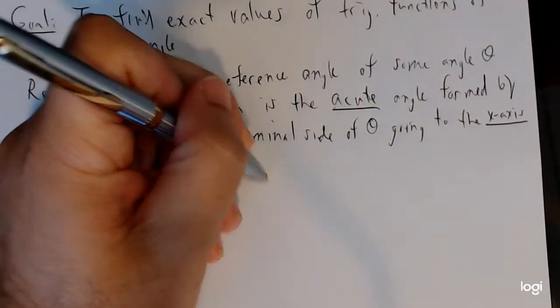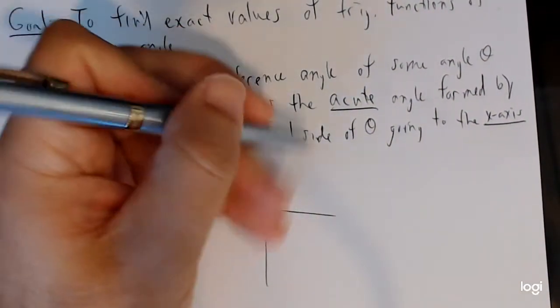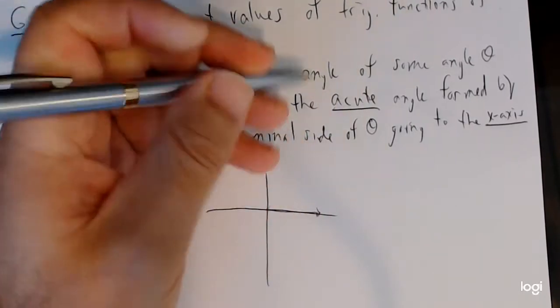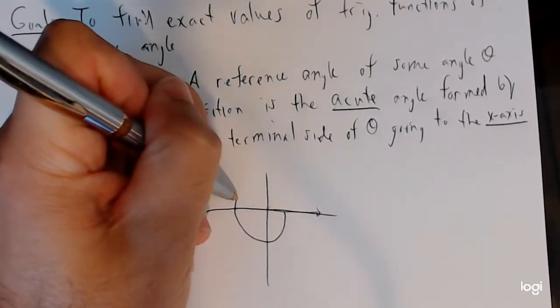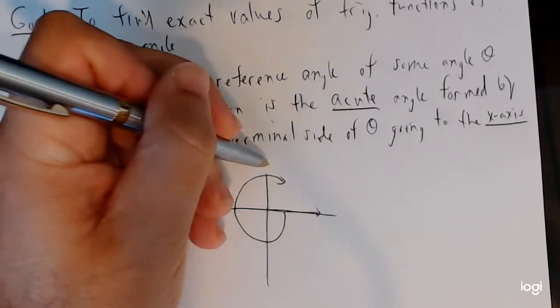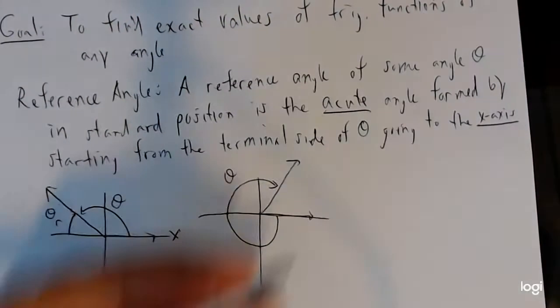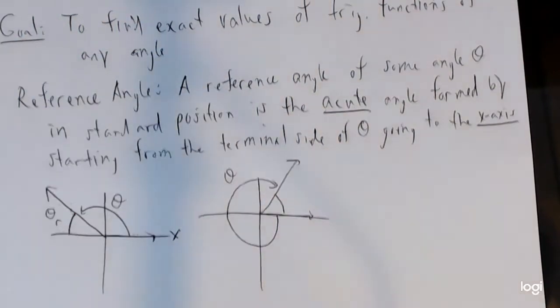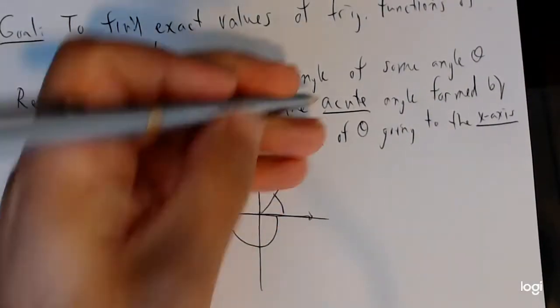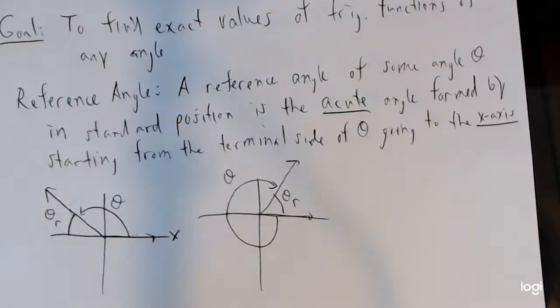So then another visual would be something like this. If I draw it and then my angle theta is negative and it takes me all the way around, puts me there, so that's theta. So what's my reference angle? My reference angle is right there. Once again, I started from the terminal side and went to the x-axis. So that's theta sub r.